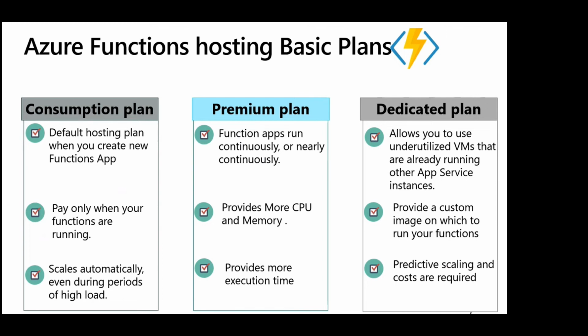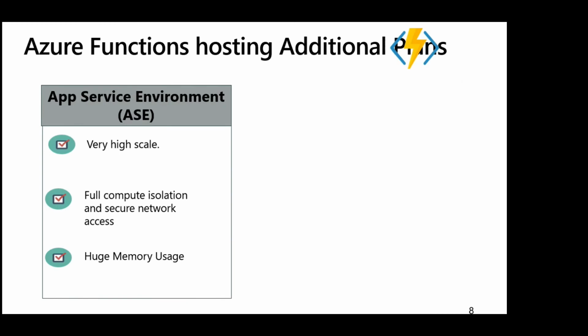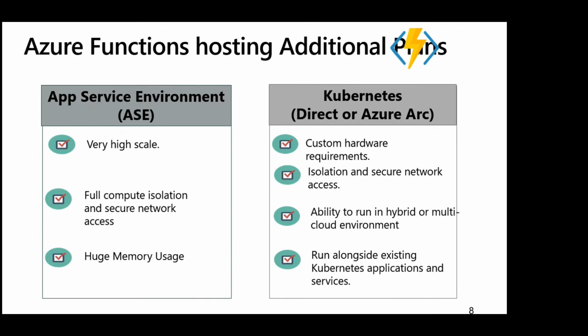And the other two important plans are basically advanced plans, we call them App Service Environment and Azure Arc. Right? So you can run your Azure function as a container. App Service Environment, we call it ASE, offers very high scale, full compute isolation and secure network access. The compute is fully isolated. You have full control where you want to run it. Huge memory usage, you can go up to GBs if you want to.